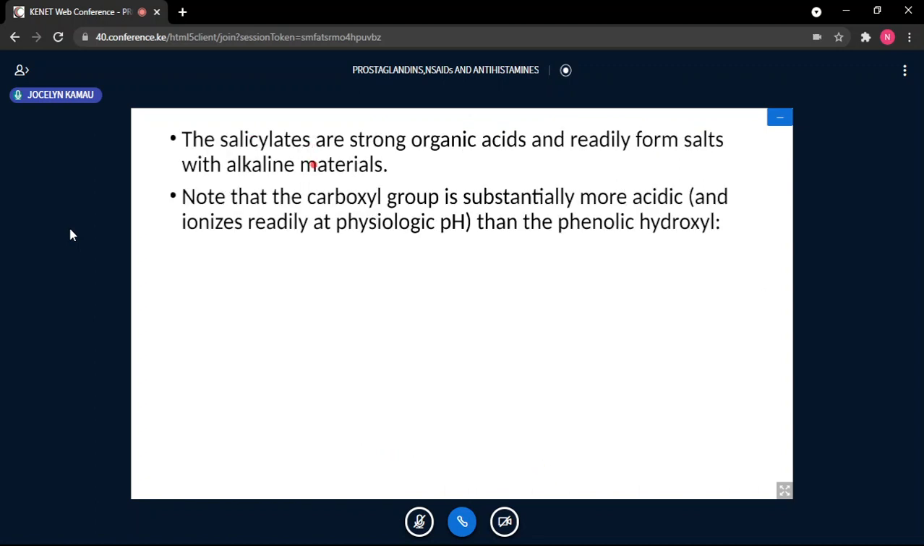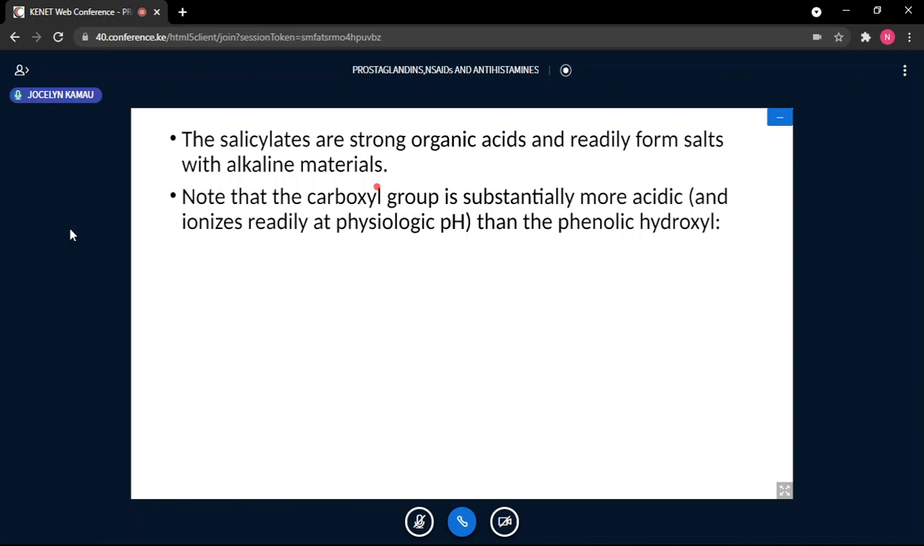The salicylates are strong organic acids and form salts with alkaline materials. Just below that, on page 2, we had already said that most of the salicylates, look at that, is salicylic acid. They are strong organic acids. They can form salts with weak bases like sodium bicarbonate. They can form salts.